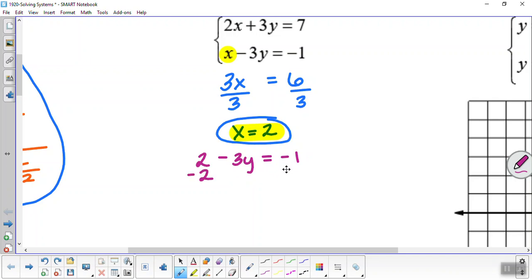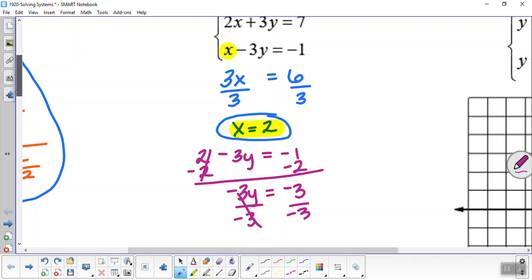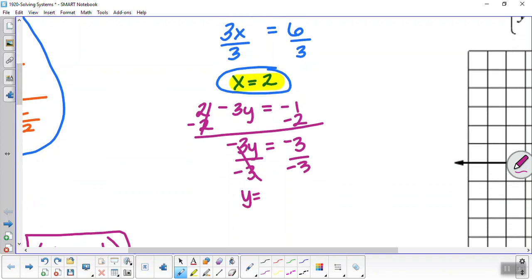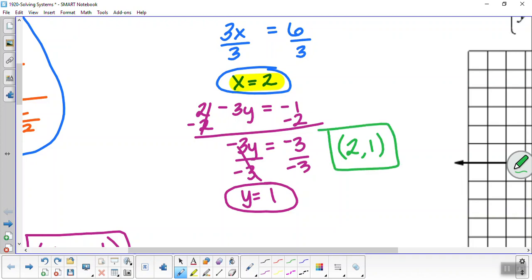So subtract 2. And I get -3y is equal to -1 minus 2 is -3. Divide by -3. And I get y to equal +1. So my answer is written as a coordinate point, which is x comma y. So 2 comma 1. And there's my final answer.